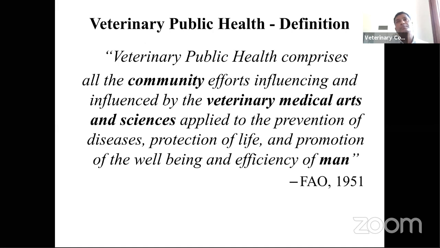With that perspective, in the year 1951, FAO thought of all these things. The Food and Agriculture Organization is a United Nations organization that deals with food safety and security across the globe. The aim of this organization is to provide safe food for humans across the globe. That's the Food and Agriculture Organization of the United Nations.